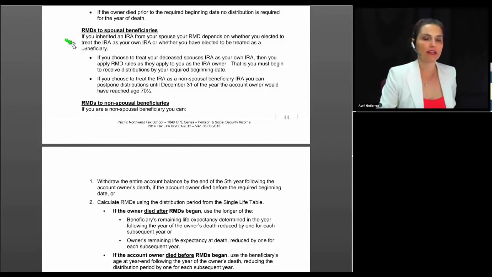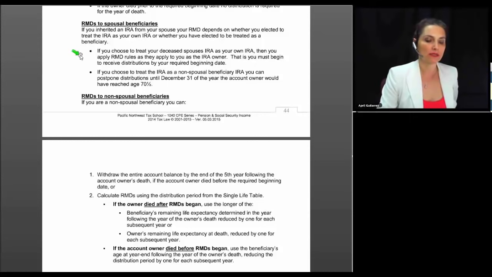Required minimum distributions to spousal beneficiaries. If you inherited an IRA from your spouse, your RMD depends on whether you elected to treat the IRA as your own IRA or whether you have elected to be treated as a beneficiary. If you choose to treat your deceased spouse's IRA as your own IRA, then you apply the RMD rules as they would have applied to the original IRA owner.